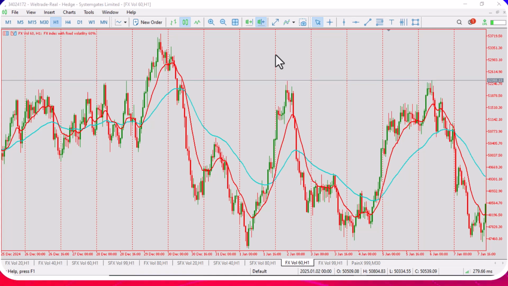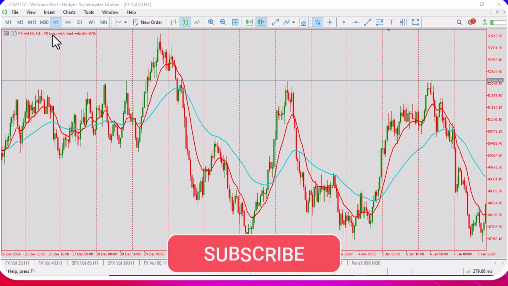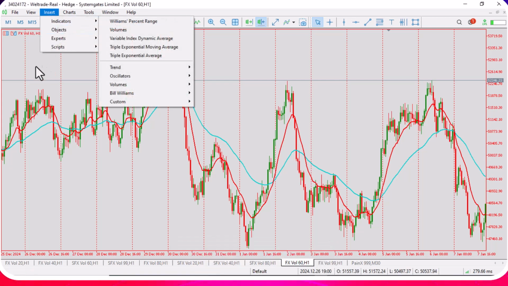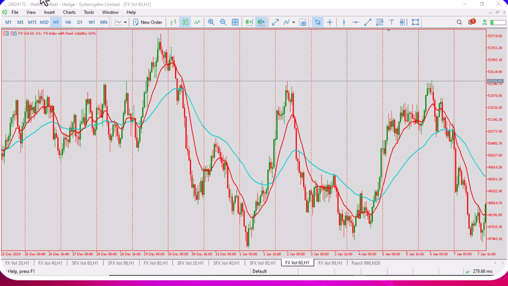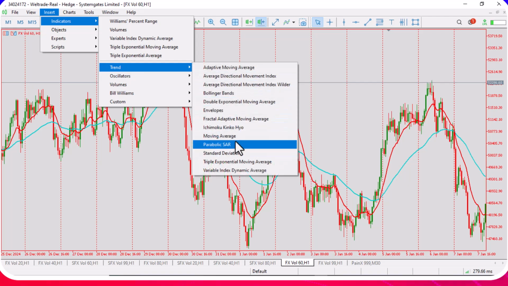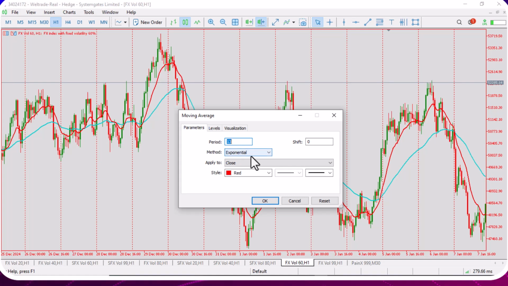So first of all, let me show you which indicators you need, or which moving averages you need. So number one, you need the 50 EMA. So what you do is you go to insert here, go to indicators, and you go to trend. After insert, indicators, trend, and you go to what? To moving average, which is this one, and you choose exponential, choose number 50, and you choose your colors. Then you click OK. That will be this blue moving average.